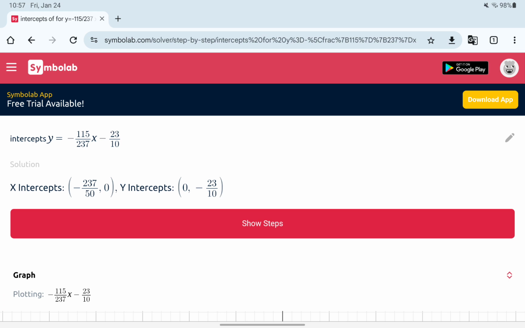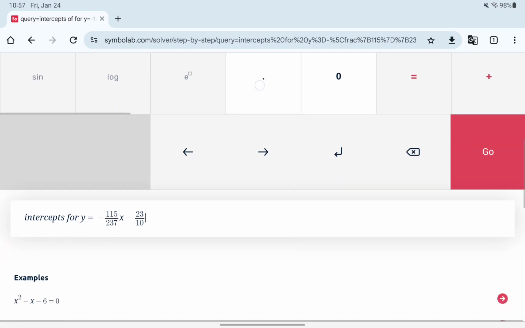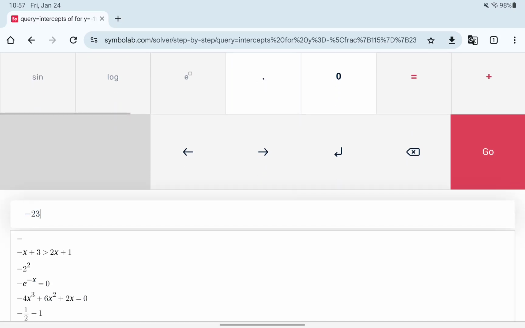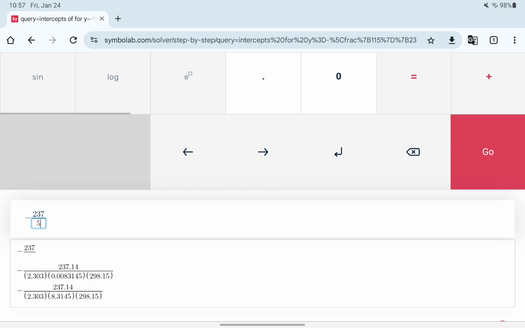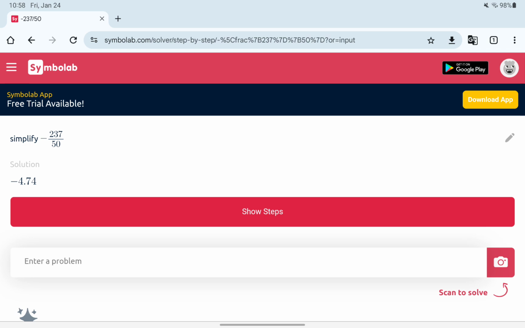But if instead what we want is a decimal approximation for those, something rounded to say the 4th decimal place, then we could go back into our field and we could literally just type in that fraction, say negative 237 over 50, and evaluate to see that that would come out to be negative 4.74. So whether we want exact answers or decimal answers, we can convert between those.